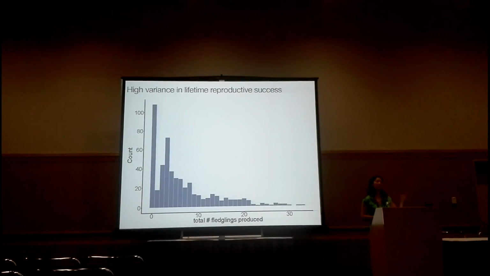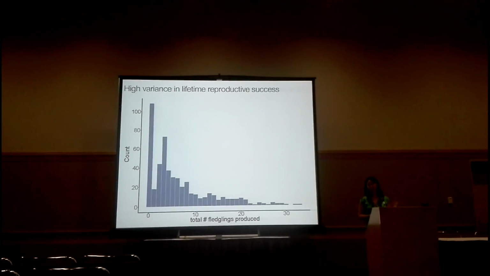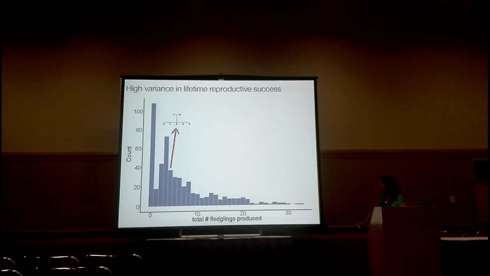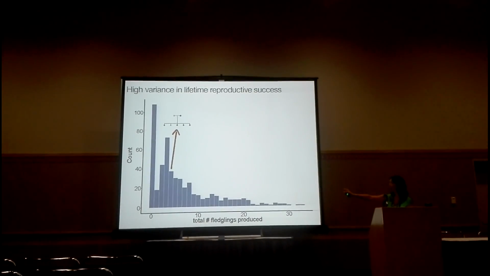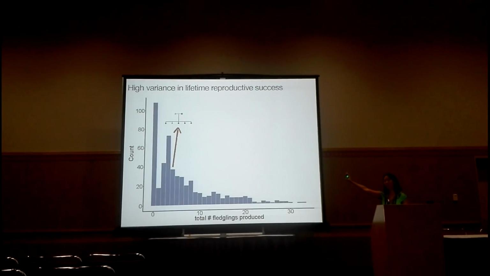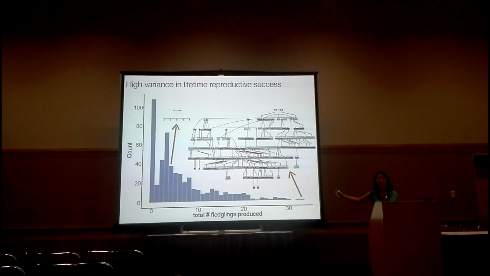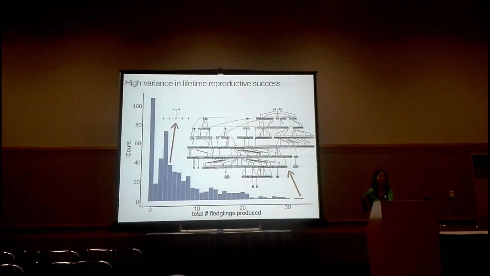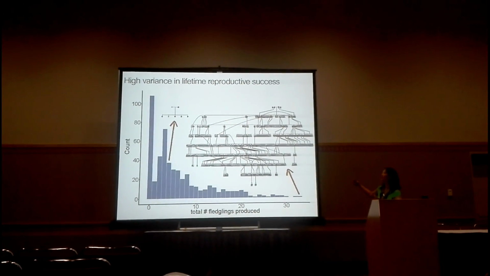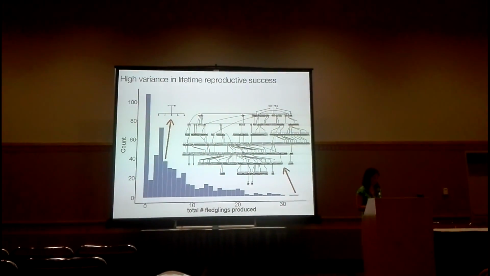Because we have the pedigree, we can actually pull out all of the descendants of a particular individual. So for example, this female born in 1985 has a lifetime reproductive success of 5. None of her offspring survived to produce offspring, so this is the pedigree of all of her descendants. Here's another female, also born in 1985, who was way more successful. And you can see that her pedigree of descendants is much larger.